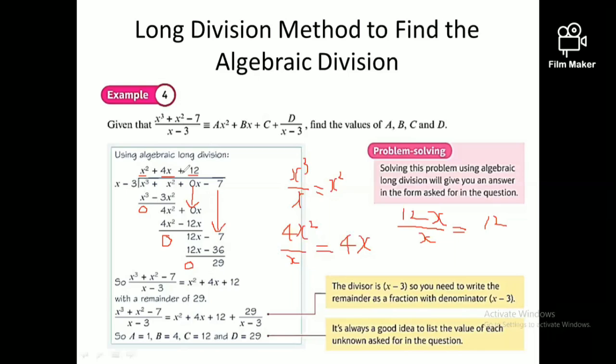Therefore, this is the quotient. The quotient is x squared plus 4x plus 12. And the remainder is how much? The remainder is 29. Therefore, you can say that the expression is the quotient plus remainder divided by divisor. With that, you can get the answers A, B, C, and D, where A is 1, B is 4, C is 12, and D equals 29. That is the way of doing this question.